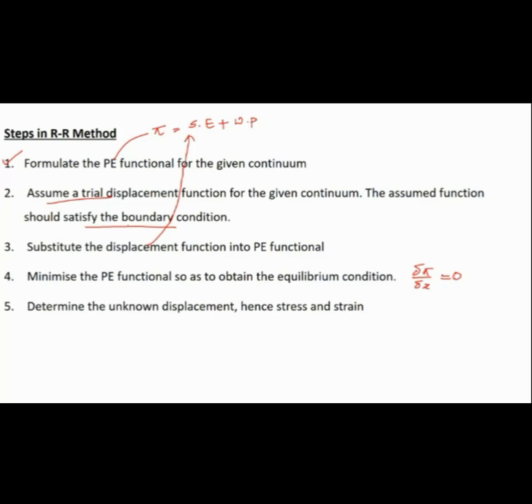Then finally you solve those equations. If there are two unknowns, I will have two equations. If I have three unknowns, I will have three equations. By solving those three or two equations, I am going to get those unknowns. And finally, those unknowns are usually in the form of displacement. Once displacement is obtained, your stress and strain can be calculated. So these are the simple 5 steps used in the RR method.